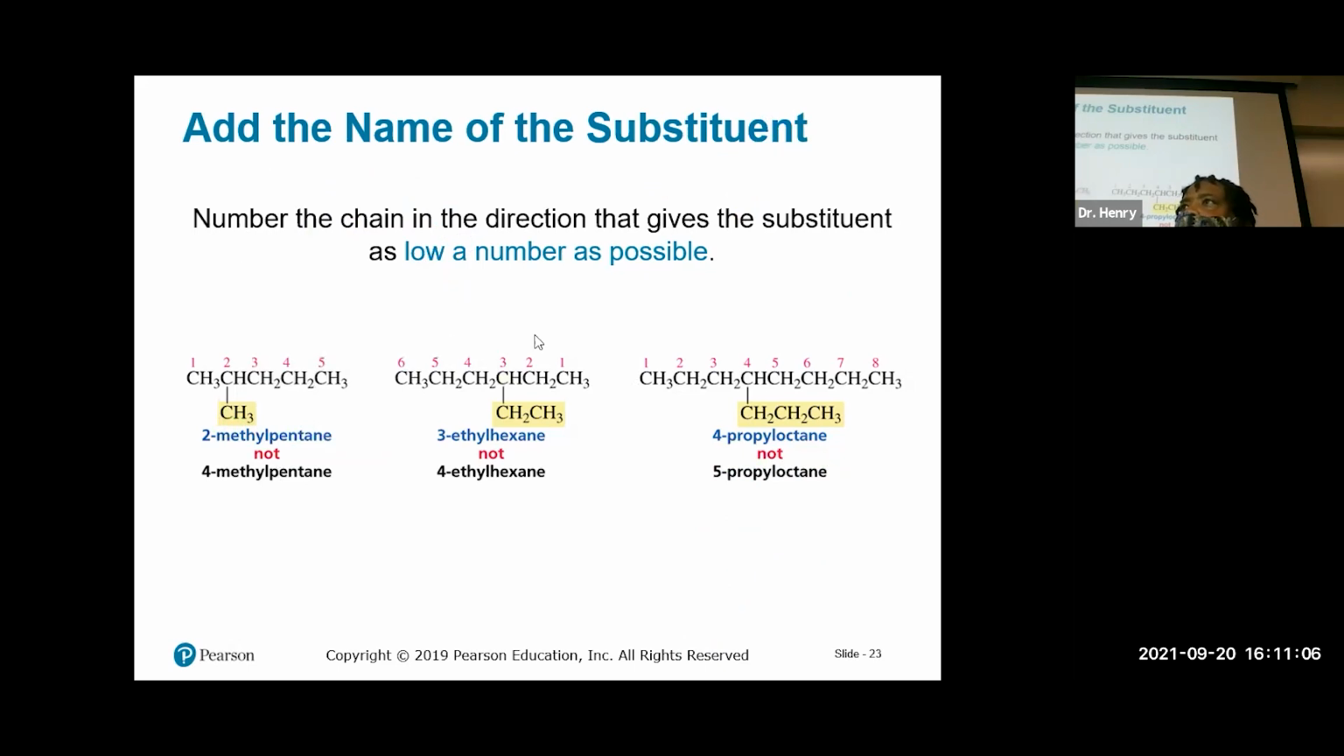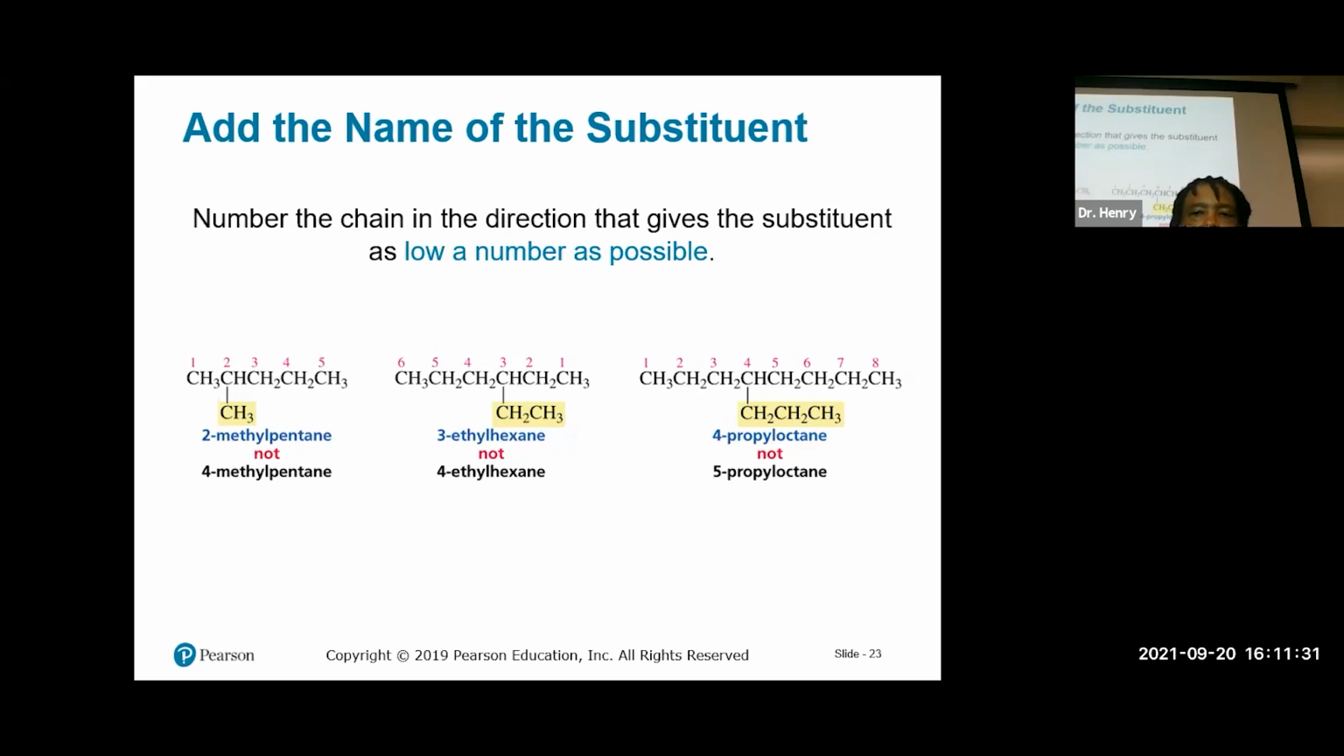So, like here, this gives us that example, right? So 1, 2, 3, 4, 5, and not 1, 2, 3, 4, right? So it's always going to be the lower number. So we always want the lowest number possible, okay? And that's going to happen in all these cases. We want the lowest number possible, okay?